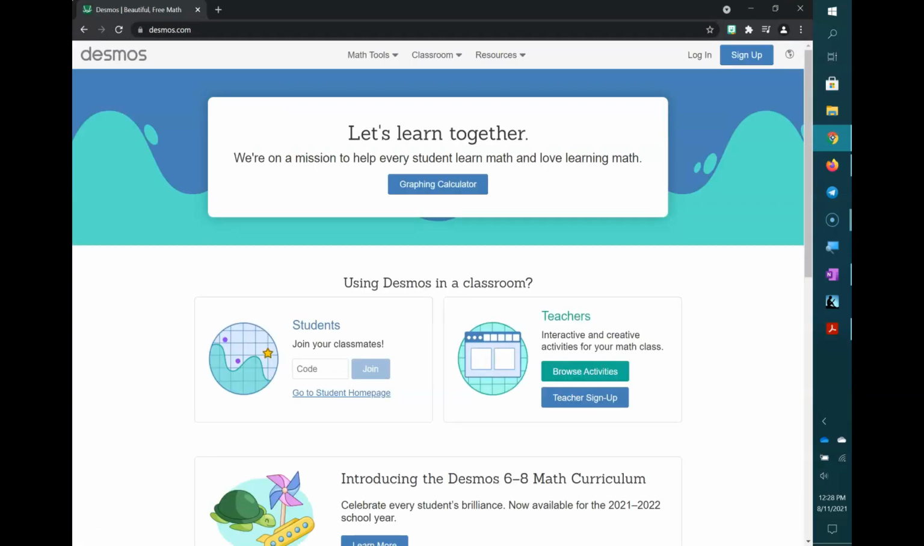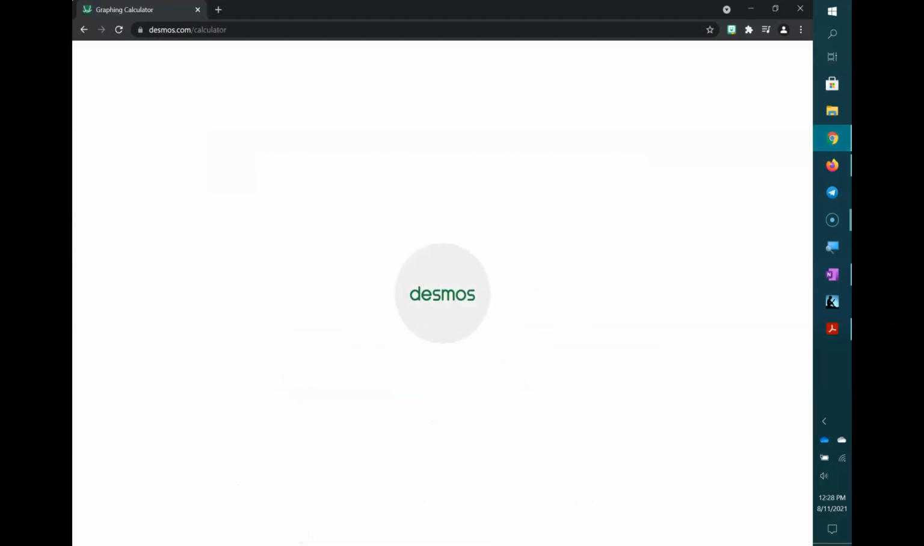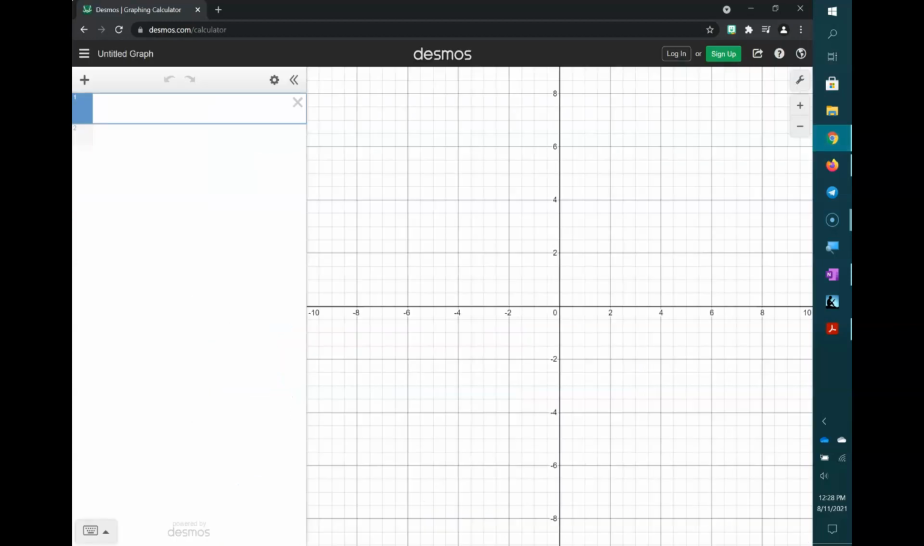And then when you get here, you click on the graphing calculator and it opens a graphing app. You can also download the free app onto your phone, so you'll have a graphing calculator wherever you are. On Desmos, you can use it to graph things like y equals 3x minus 2 and see how the line goes.